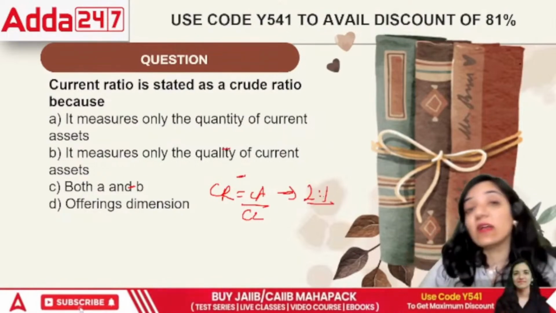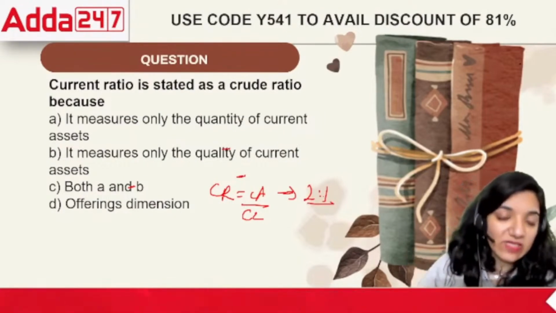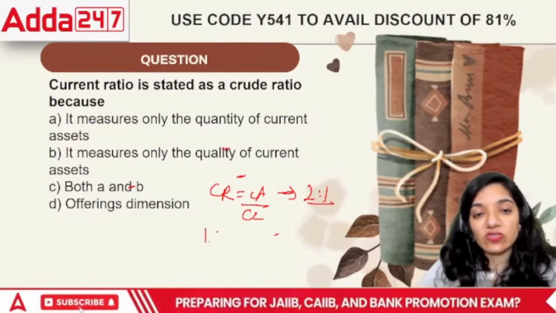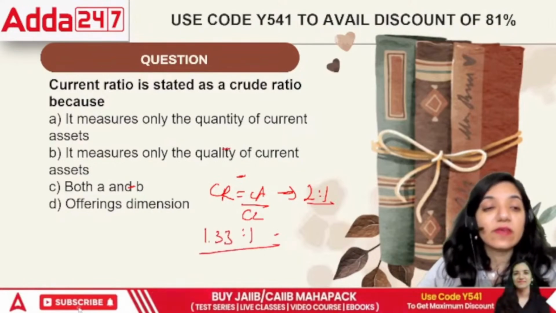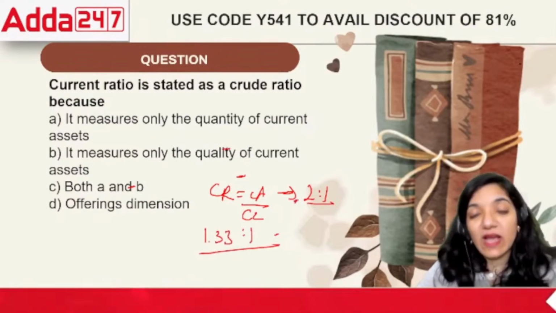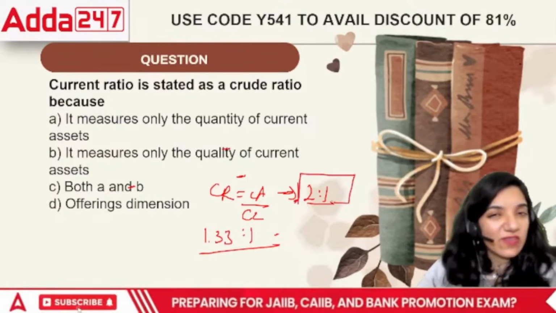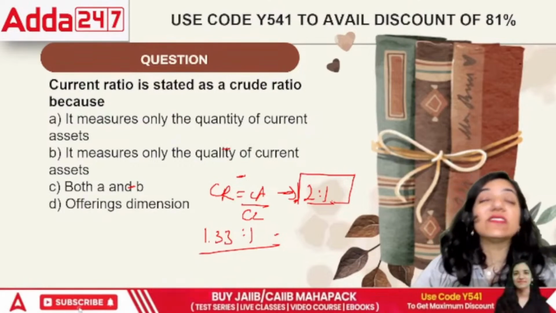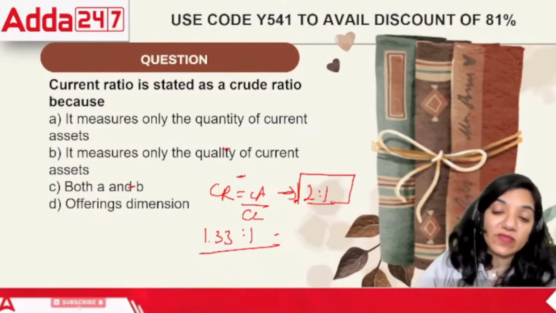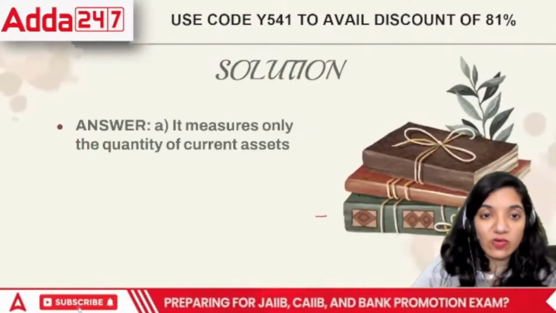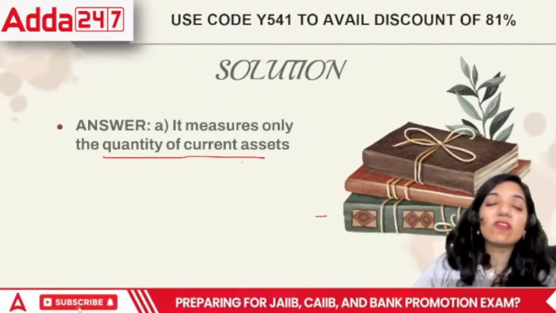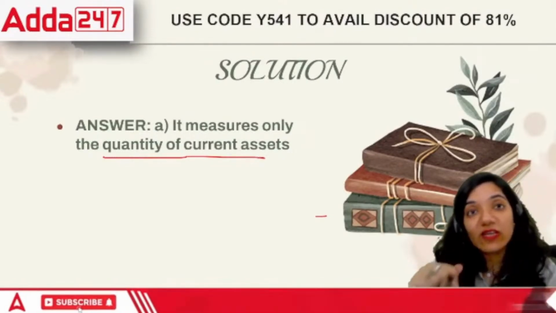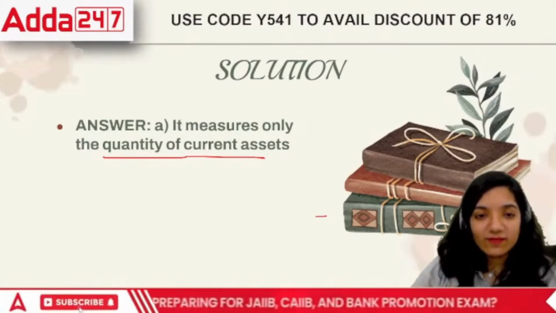But in the practical world, especially in the banking sector, whenever CMAs are being provided, then it is always 1.33:1. So the correct answer, as per the ideal ratio in terms of the books and IIBF and everything else, is 2:1. So current ratio is the ratio where what is the proportion of CA over the CL. In this case, the correct answer is it measures only the quantity of current assets. It never looks at the quality. This is one of the inherent limitations of accounting itself. It is always looking at the quantity, not the quality.